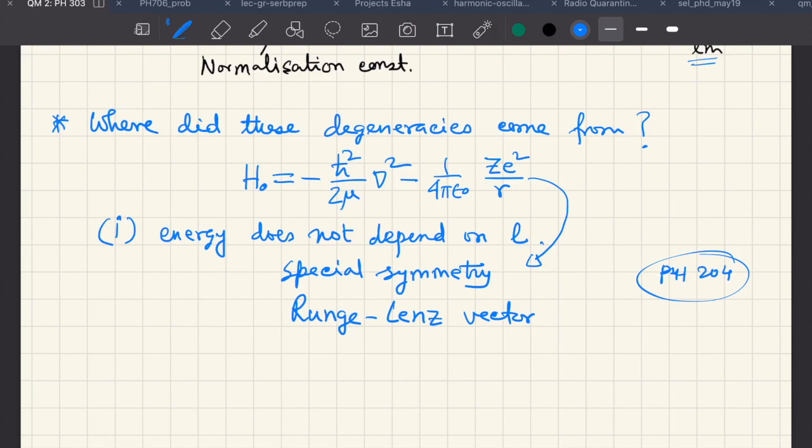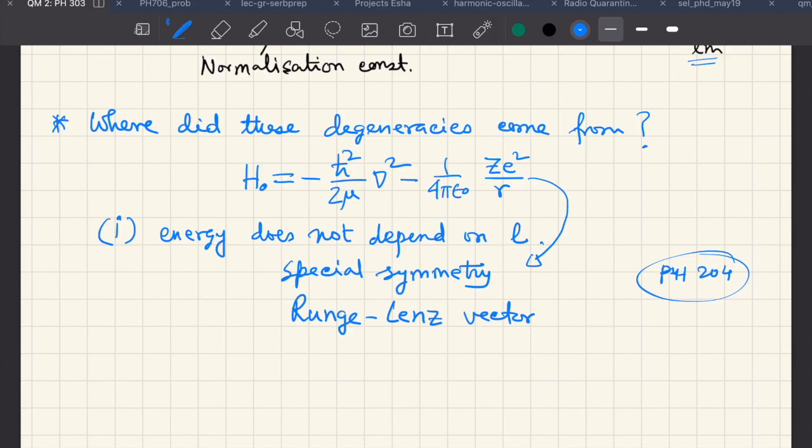Therefore, any deviation from the form of H naught, the unperturbed Hamiltonian, will lift the degeneracy of L. That is the first very important point. So we ask this question that energy does not depend on the angular momentum quantum number. Why is that? The answer is that this is because of a special kind of symmetry which is represented by a vector which we call the Runge-Lenz vector, which hopefully was discussed in your PH 204 course. If not, we can discuss it later.